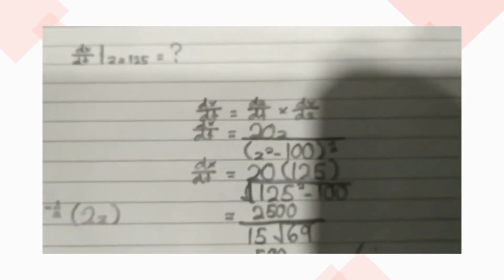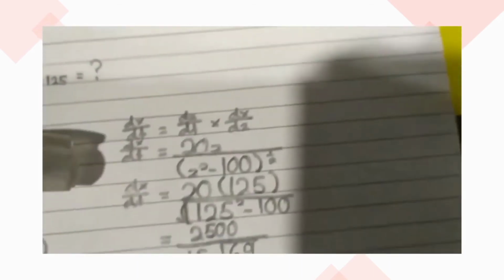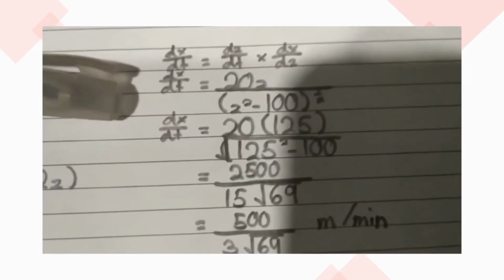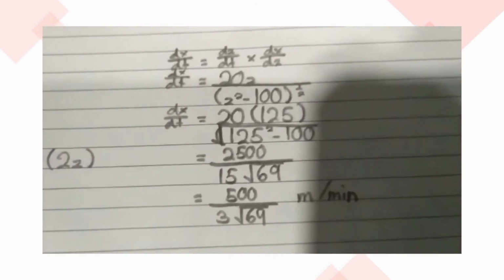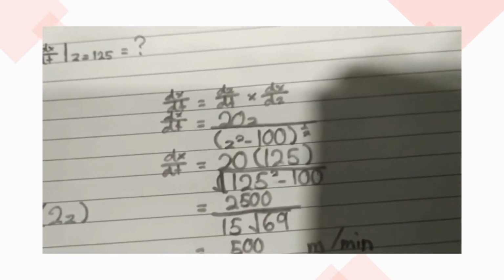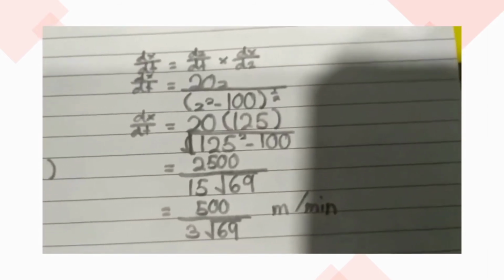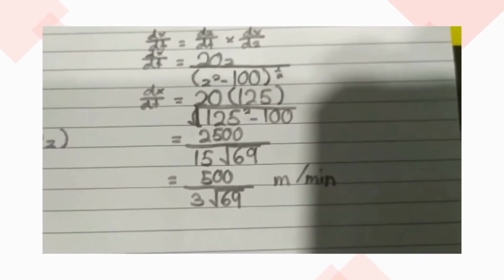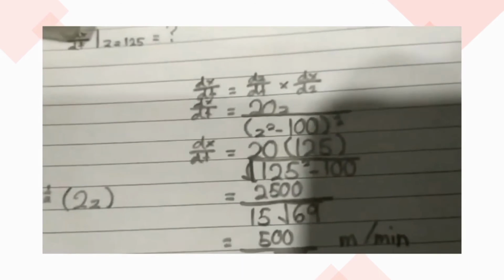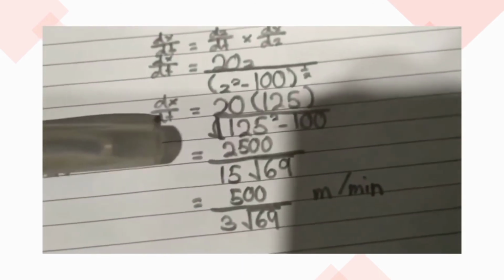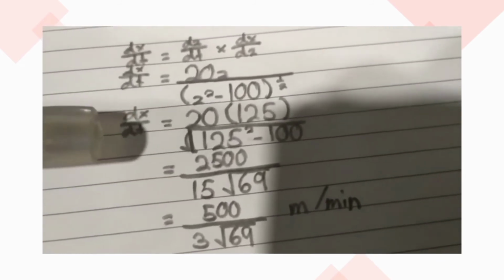So now we use the chain rule, which is ds dt equals dz dt times ds dz. So we put in the numbers and we got ds dt equals 20z over open bracket z squared minus 100 close bracket to the power of 1 over 2. So the question asks that z is equal to 125. So we replace the z with 125. So we got 20 times 125 over open bracket 125 squared minus 100 close bracket to the power of 1 over 2.